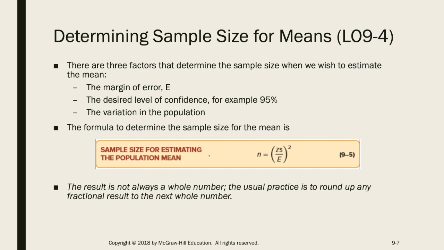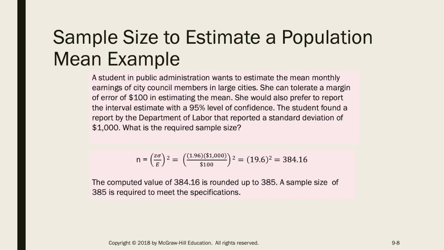So let's look at a couple of examples here. We have a student that wants to estimate the mean monthly earnings of city council members. She is comfortable having a margin of error of up to $100 when estimating the population mean. She would prefer to report an interval of 95% confidence. And she found a report by the Department of Labor that reported a standard deviation of $1,000. So what's our required sample size?